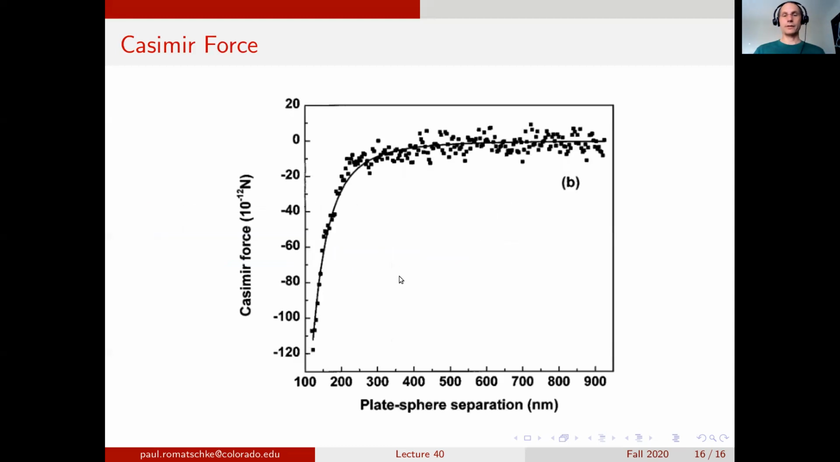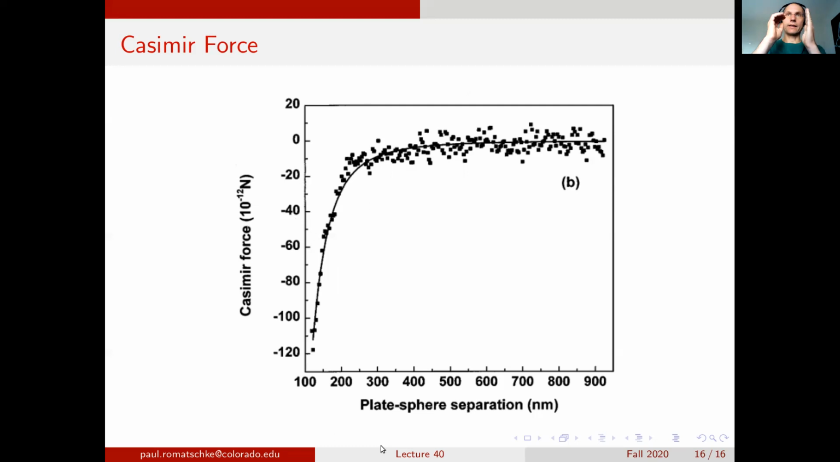This is a plot from this particular paper where the data is given. This is the force as measured in units of 10 to the minus 12 newtons as a function of the separation. The dots are the data points. The solid curve is the calculation for the Casimir force that's coming out of the quantum field theory treatment. So you can see nice agreement between the force and the data. The only thing that I should point out is that this is a measurement that was not done for the two-plate system. Instead, the experimentalists chose to do a system that has a plate on the one hand side and a sphere on the other side.